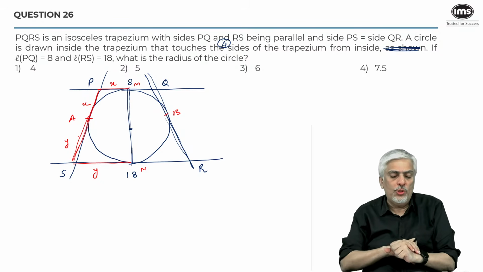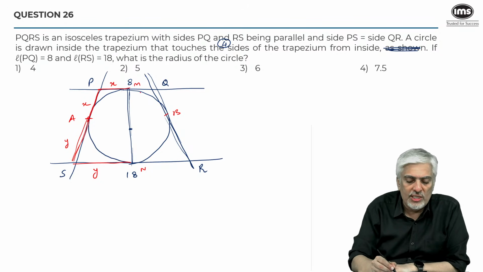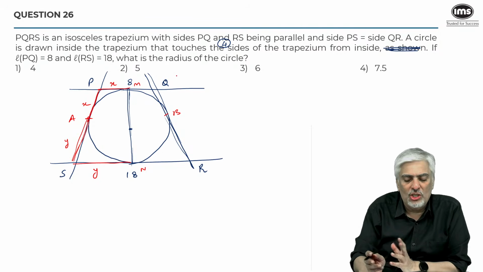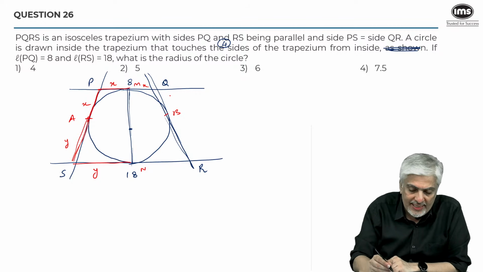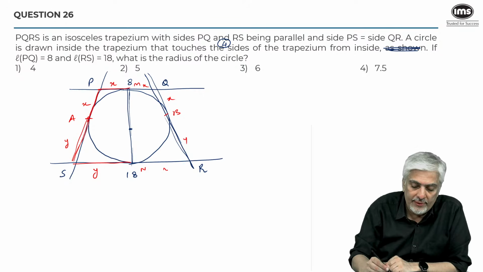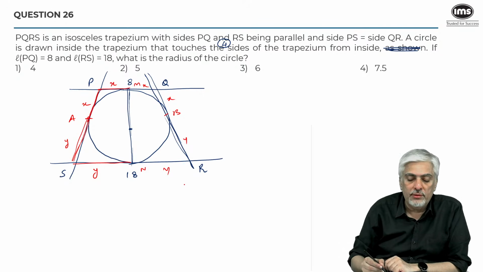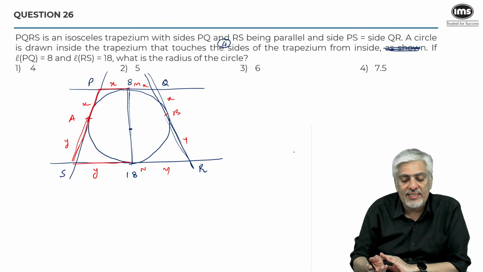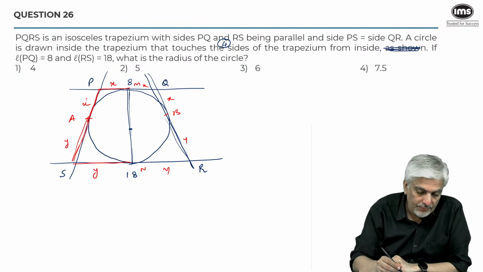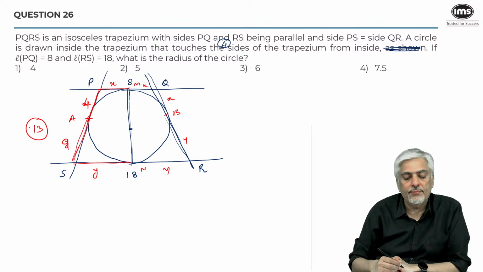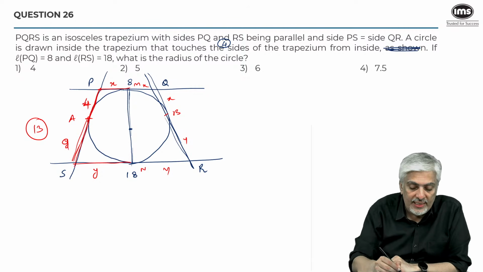You can continue doing it. You can just assume that this will be the midpoint because it's an isosceles trapezium. So this will also be x, x, y, y. So what have we got? 2x, basically x is 4 and y is 9. So therefore this is 13. Right? We got PS as 13.